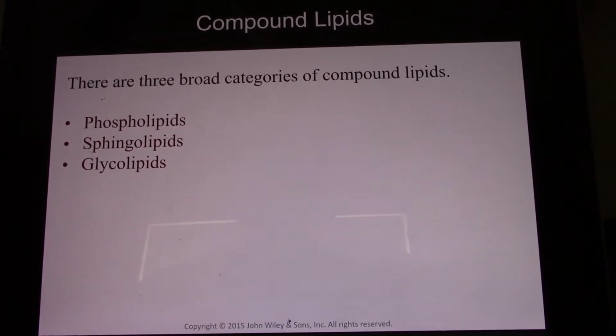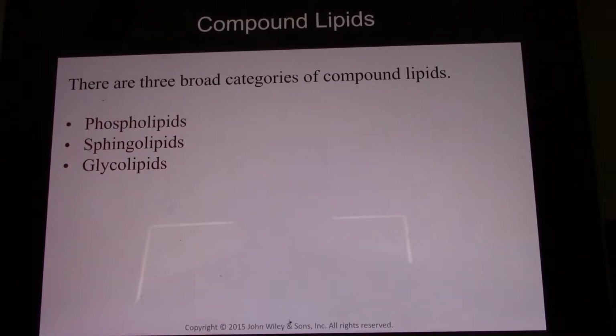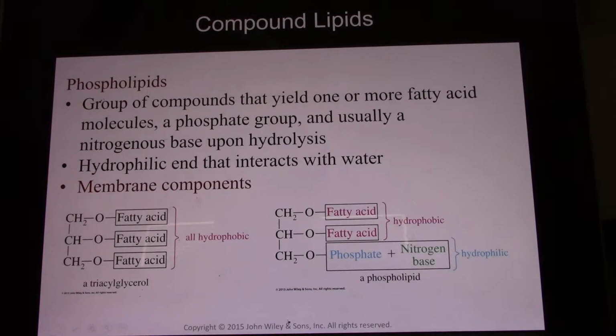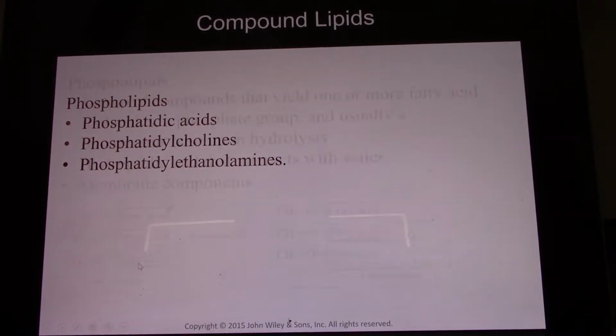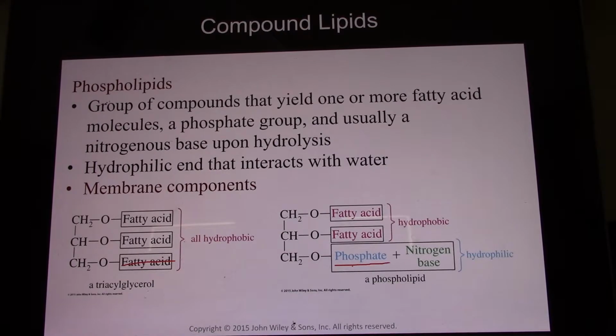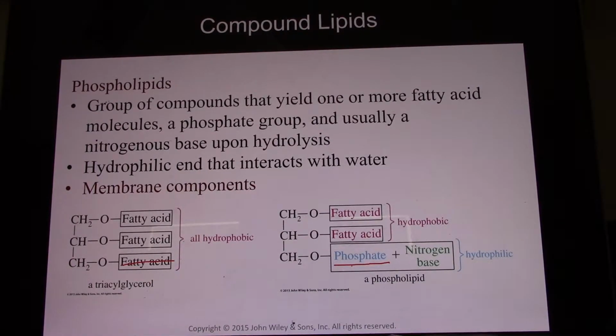There are three broad categories of compound lipids: the phospholipids, sphingolipids, and glycolipids. And the big difference here is one of the fatty acids has been removed. We have a head group, or a phosphate, and then a head group on top of the phosphate.